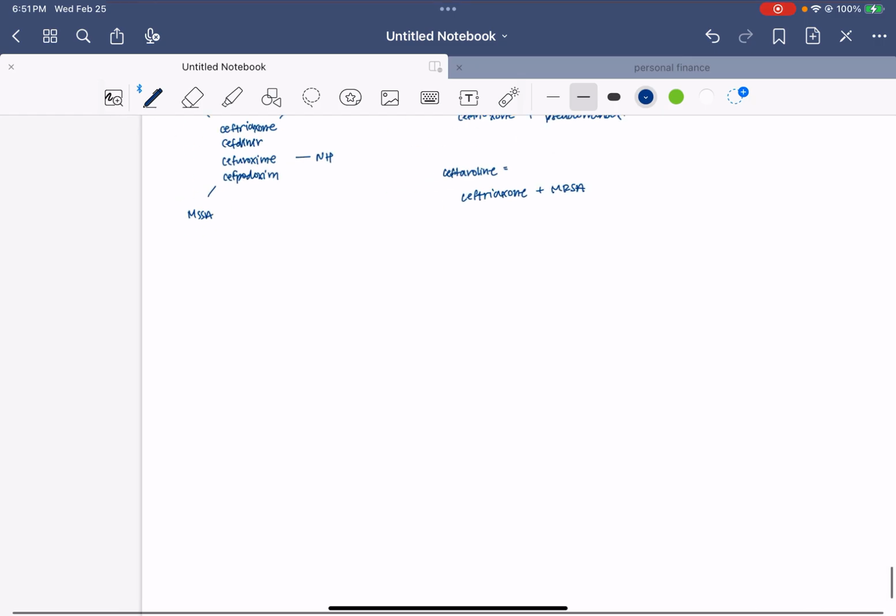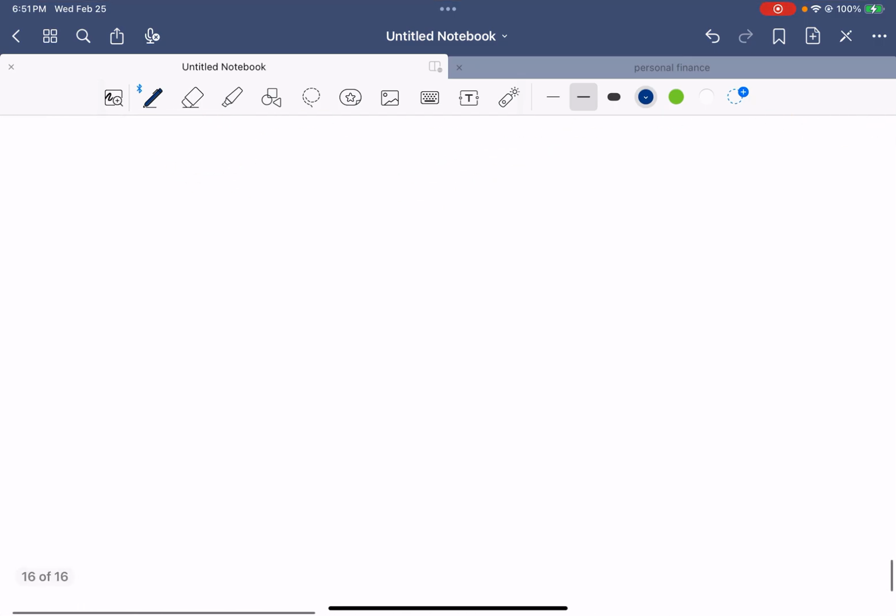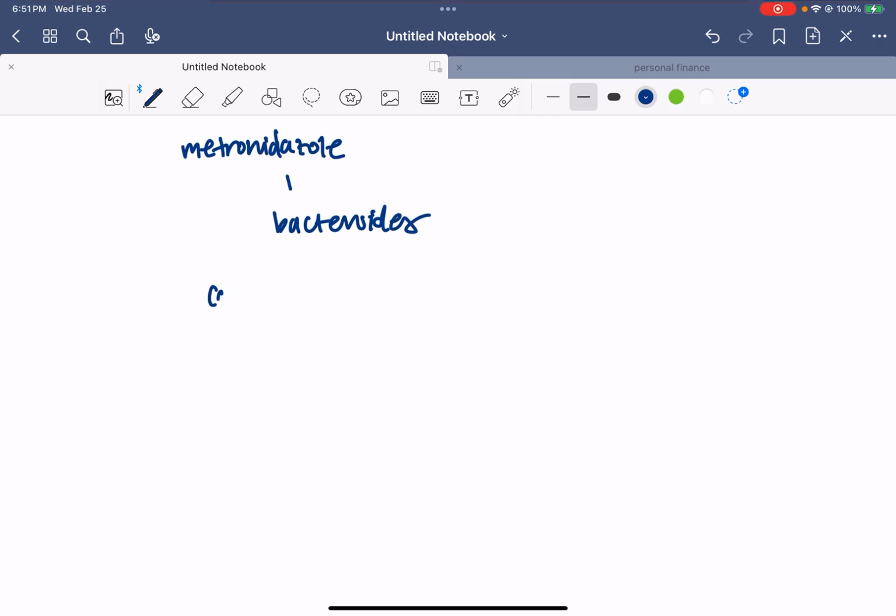Sometimes it's just something that you have to memorize. For example, metronidazole only covers Bacteroides. And carbapenems cover everything except for Enterococcus, MRSA, and atypicals.